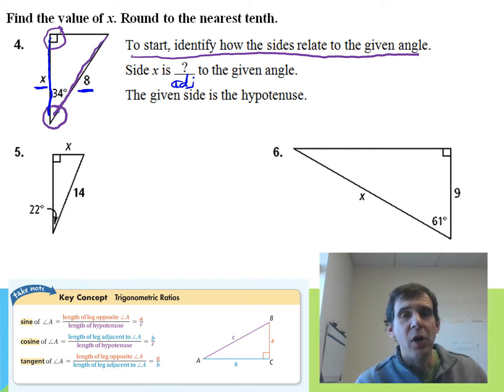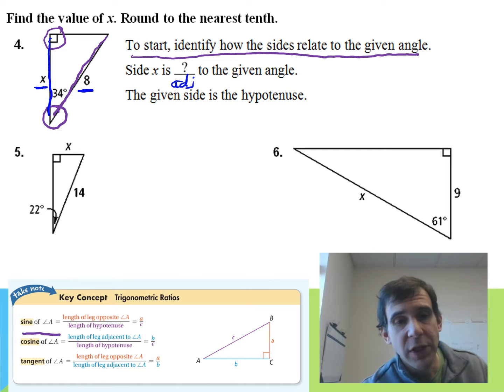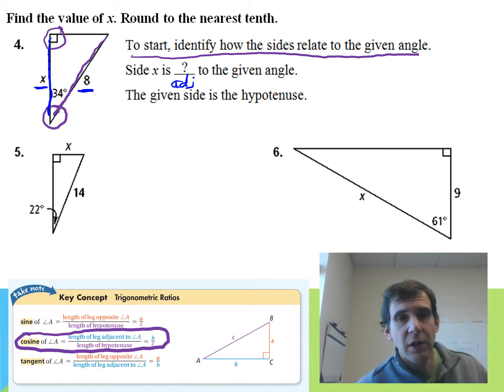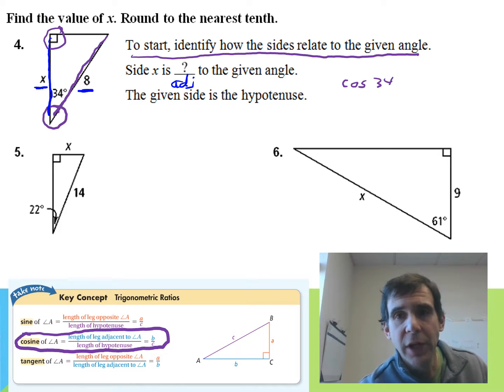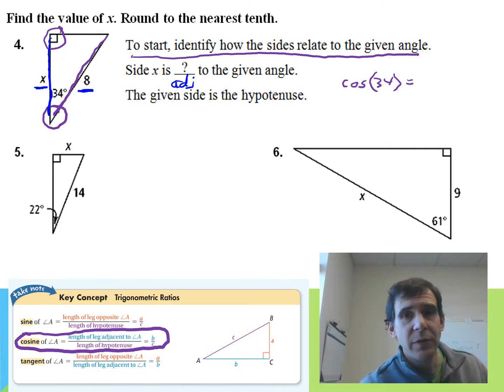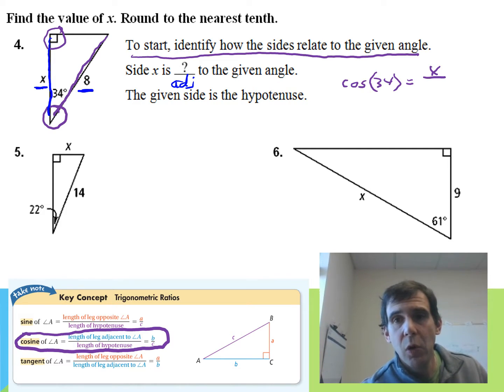Now let's decide which ratio is going to be useful to us. We've got what we were given and what we want, and those two things need to be in the ratio in order for us to set something up that we can solve. We look down here and see cosine has both of those: adjacent and hypotenuse. So we can say that cosine of 34 degrees equals adjacent, which is x, over hypotenuse, which is 8.